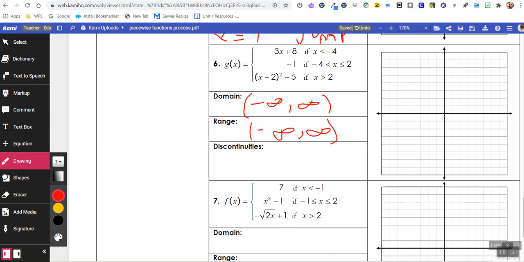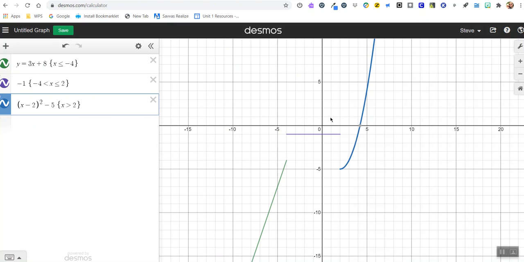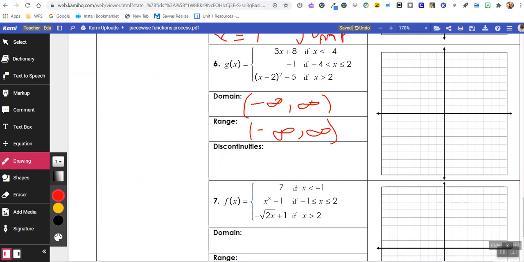That's cool. How about discontinuities? Well, we actually have two jumps. If you look at the graph, we actually have two jumps. We have a jump here, which looks like x equals -4, and one at x equals 2. So those are our two jumps. So it's at x equals -4 and x equals 2, and both of them are jumps, right? So that's how you do the graphing part.